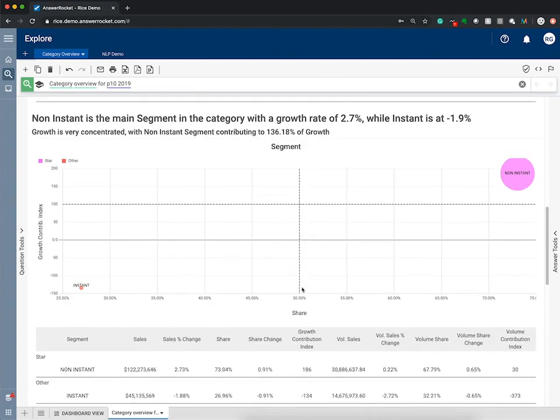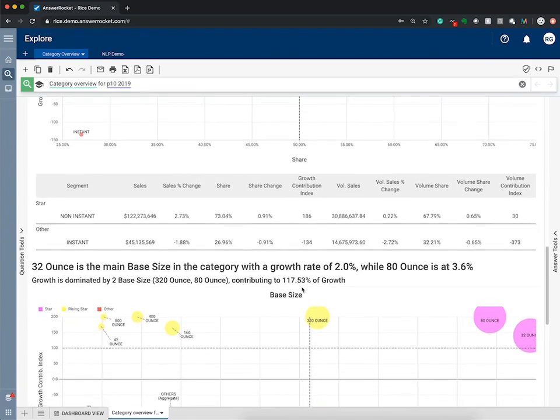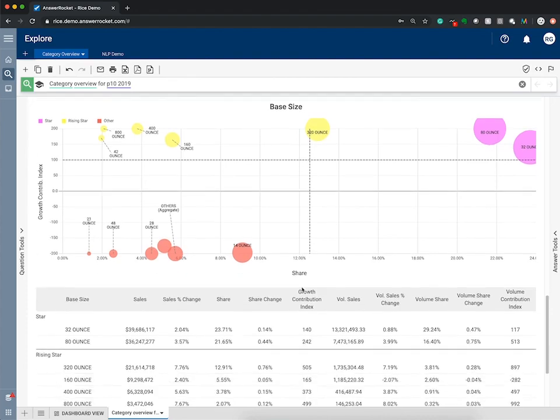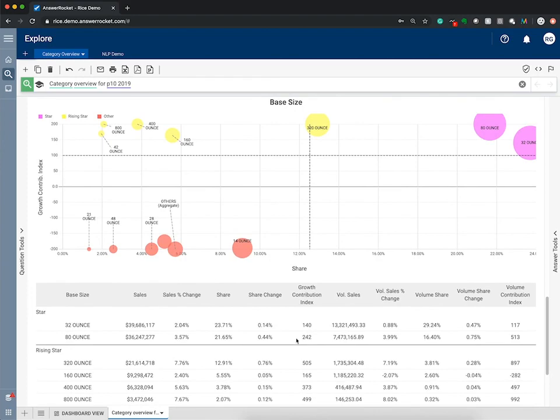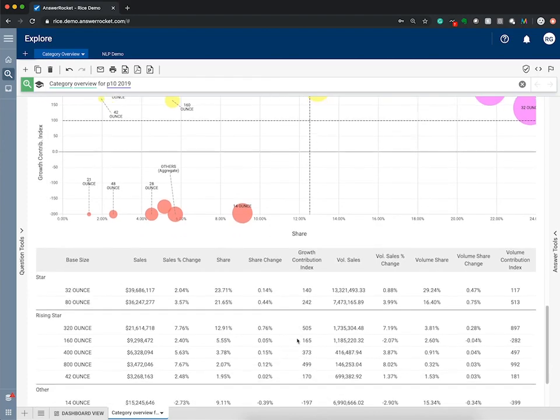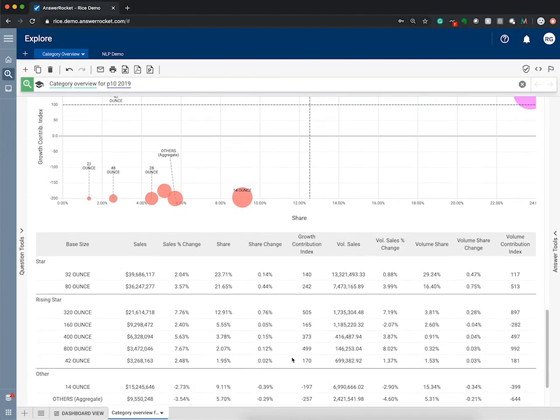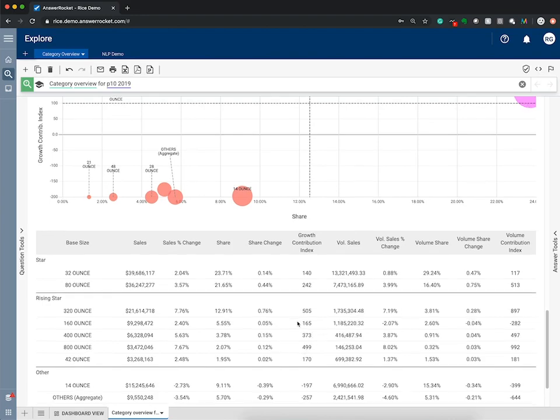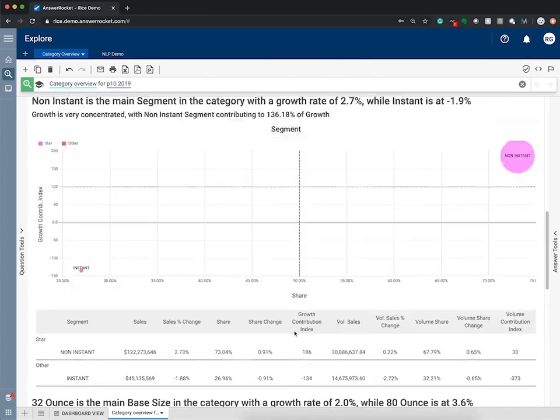Again, comparing non-instant to instant, as well as looking at all of the different packaging sizes. I can see that my 32 ounce and 80 ounce are my stars. They comprise almost half the market there. They're growing, not super rapidly, but they are growing as well. The rising stars down here showcase, again, the smaller packaging sizes in terms of share and sales. However, they're growing very rapidly from their growth contribution index.